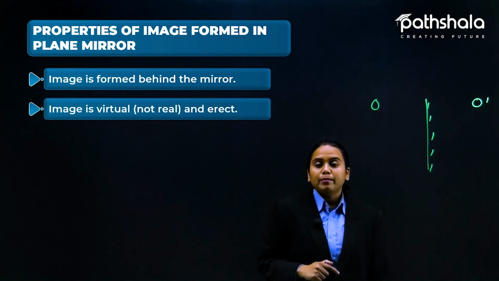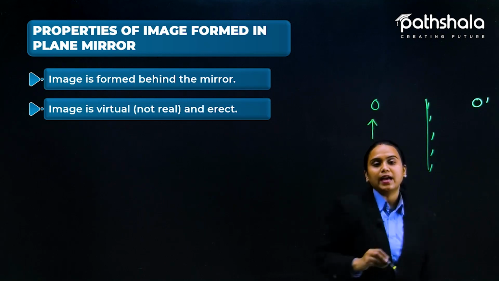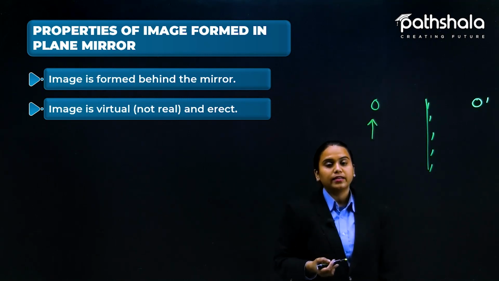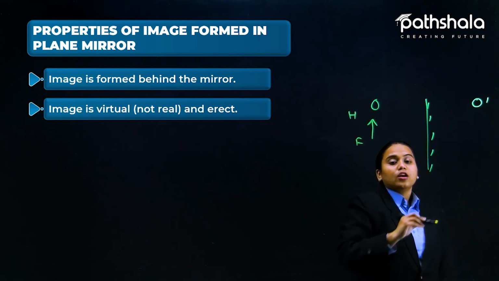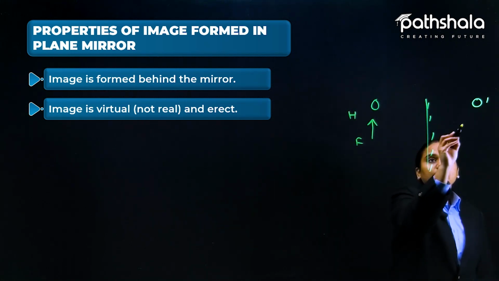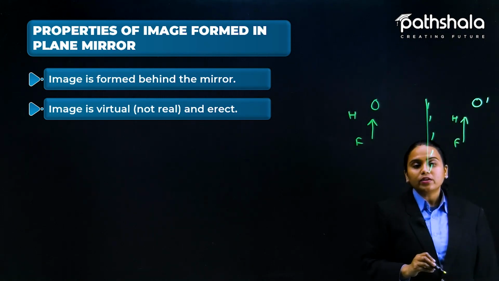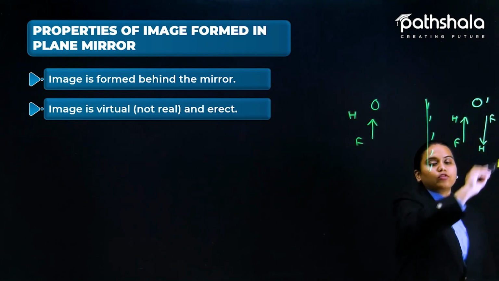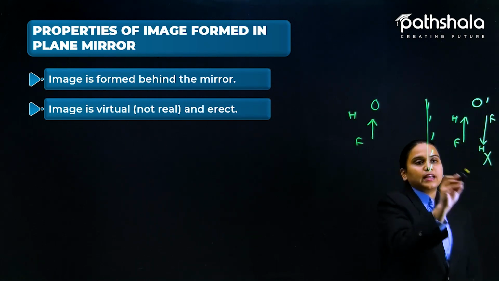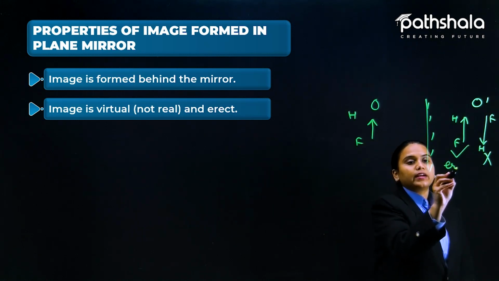Number 2, image is virtual, that is not real, and erect. If you are seeing a person standing in this manner, having the head here and foot at the back, the same you will see here only. Head and foot. You will not see an image like this, where the head is like this and the foot is like this. You will see it like this. So this is known as erect image.